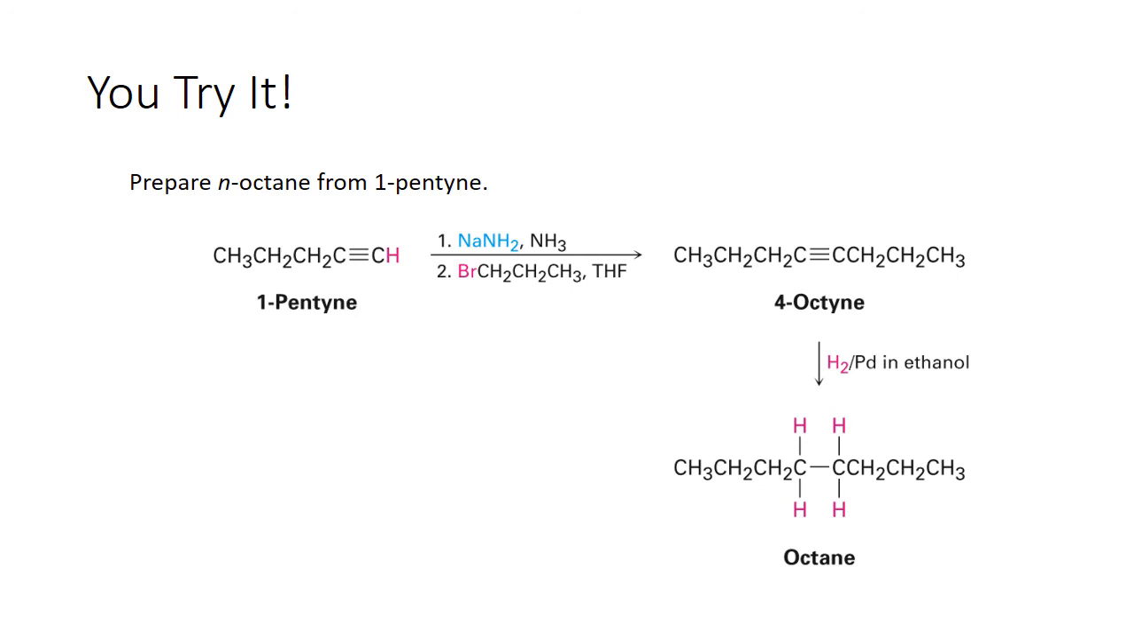So here's an example. 1-pentyne treated with sodium amide and then with propyl bromide gives us, not 3-octyne, but 4-octyne. 4-octyne then can be converted to the alkane by hydrogenation. And notice this is a regular catalyst, so it takes us all the way down to the alkane. If it were a poisoned catalyst, it would take us to the cis alkene.